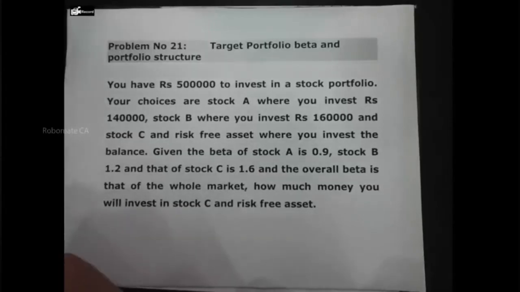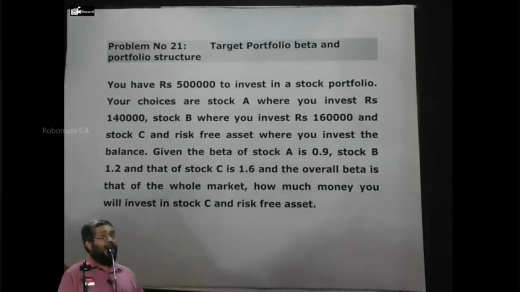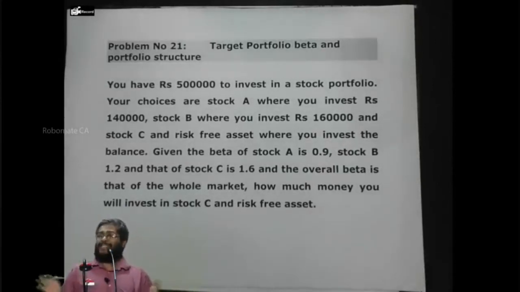Beta as 1. How do we know I want 1 as the target beta? Because they said the overall beta is that of the whole market. What is the beta of a market portfolio? 1. I move with myself one time. What is the beta of the market portfolio? 1. I want my portfolio beta to have the same beta as the market. So I should have what?